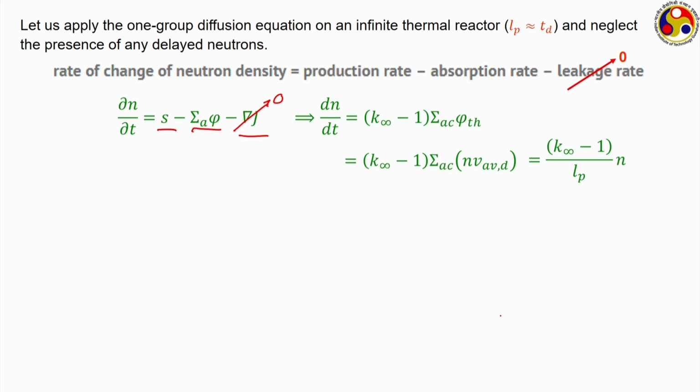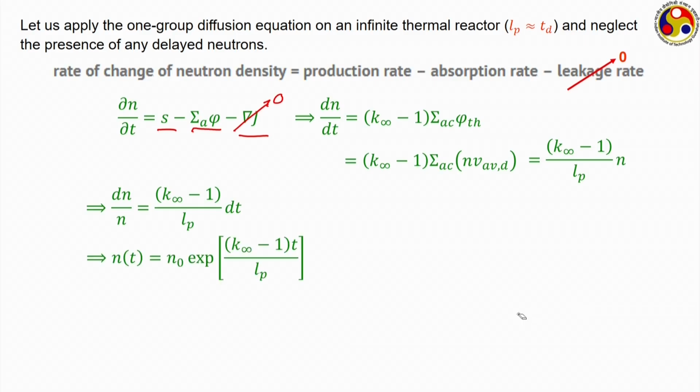We have also seen from the previous slide that LP is equal to 1 by the absorption cross section into the average diffusion velocity. Accordingly, this LP term comes into play, and our equation reduces to dn/dt equal to (k infinity minus 1) by LP into n. Now we can rearrange the terms and perform this integration to get the expression n(t) equal to n naught into exponential of (k infinity minus 1) into t by LP, where n naught refers to the neutron density at time t equal to 0.